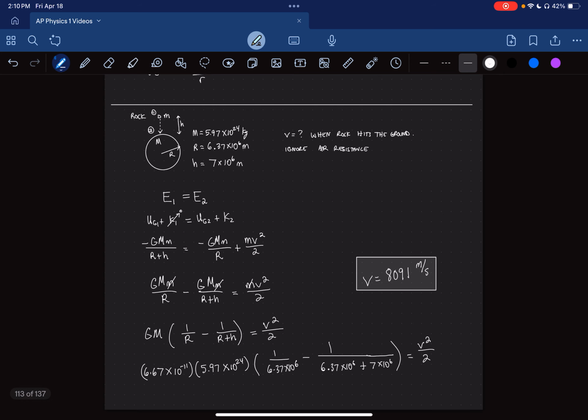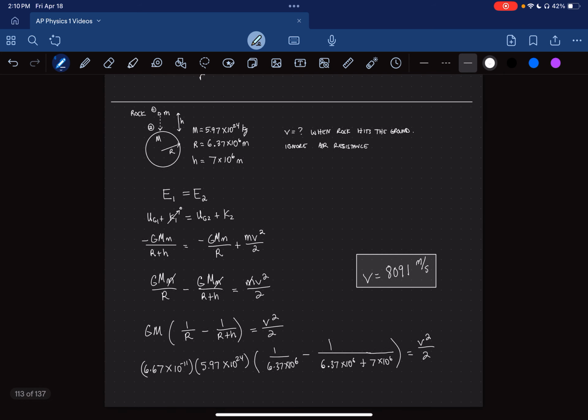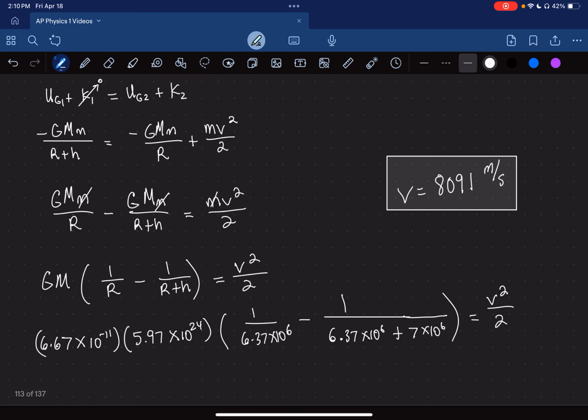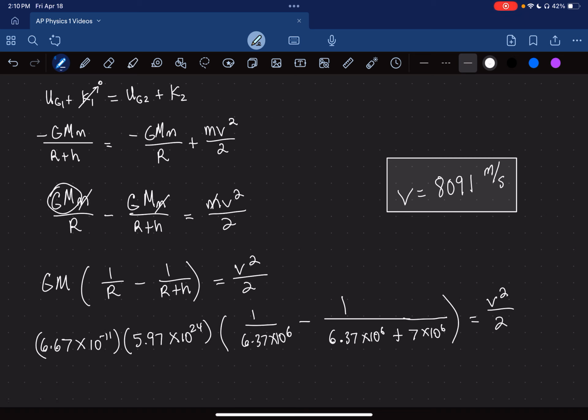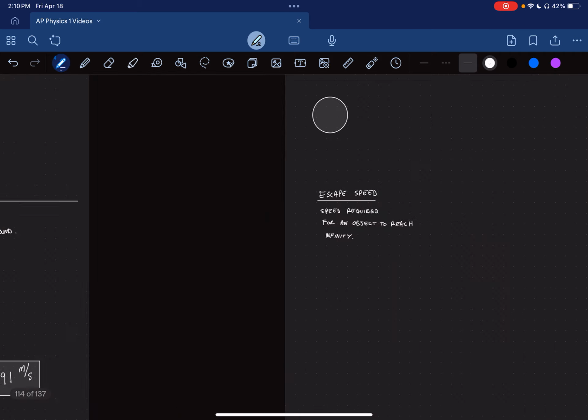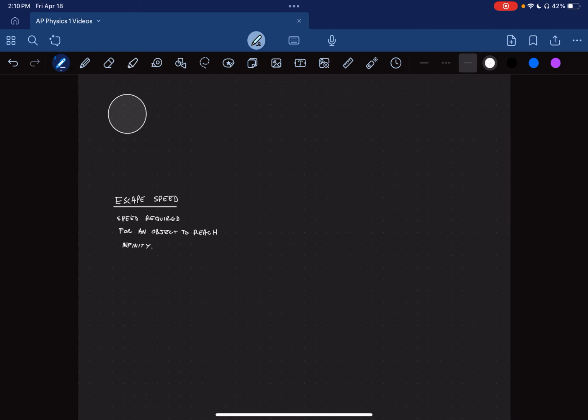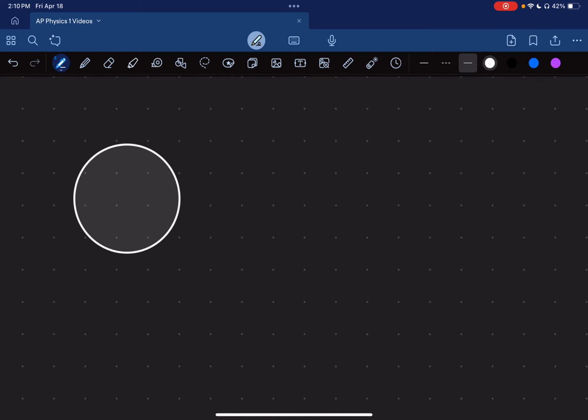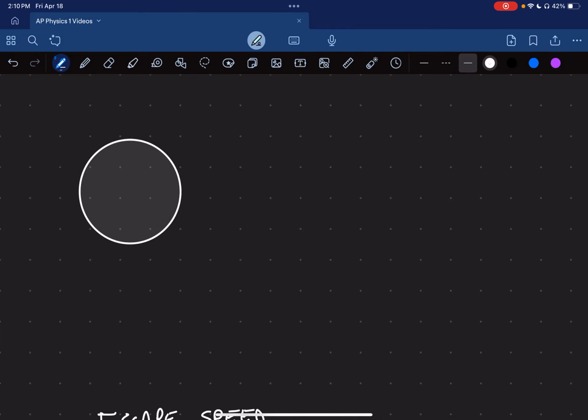I think that does save a little bit of time. What I did was I took out a GM out of this thing. So it's 1 over R minus 1 over R plus H. It's useful to try to save time sometimes.